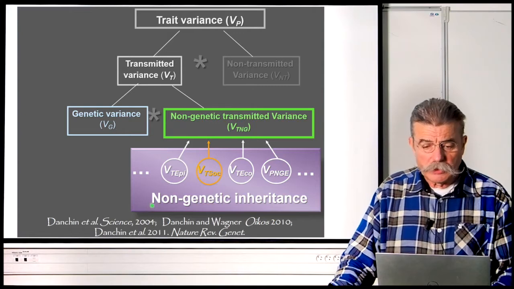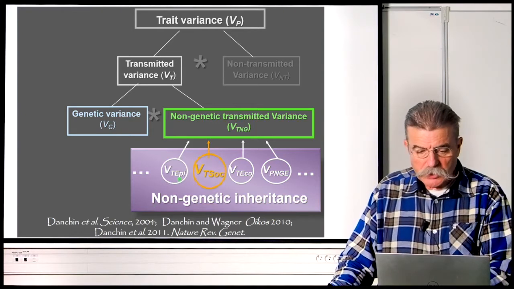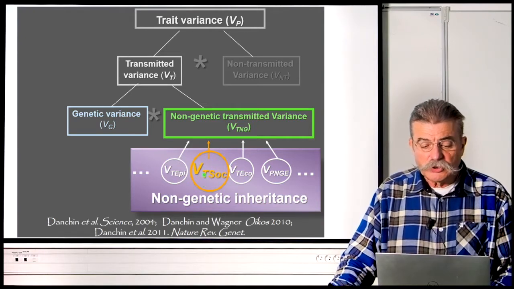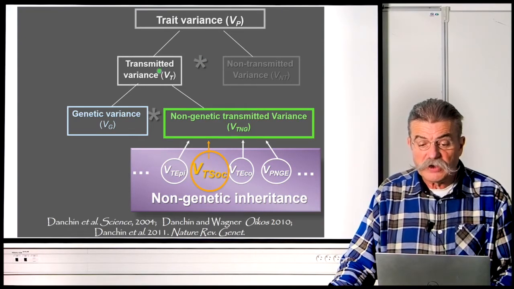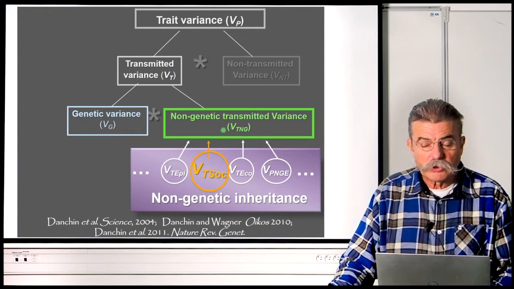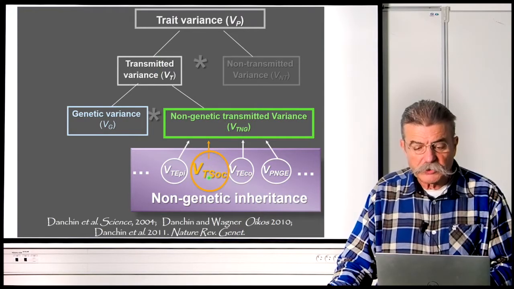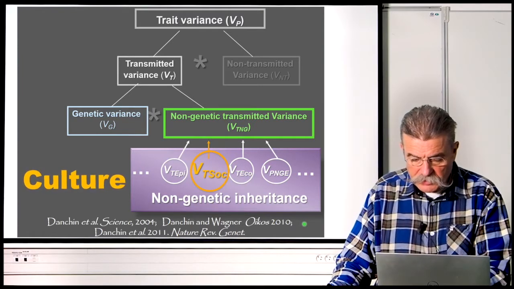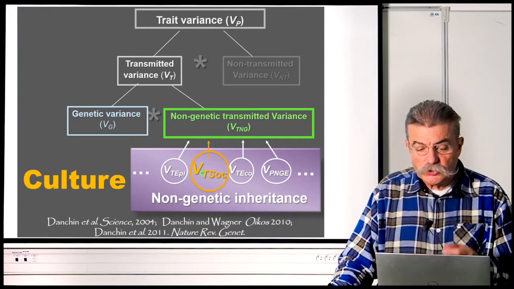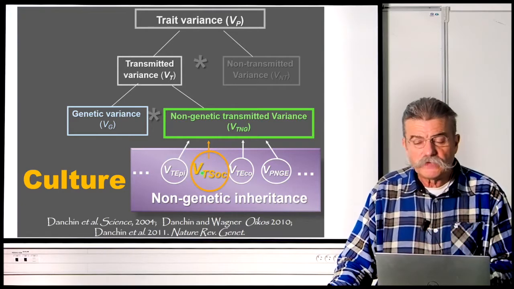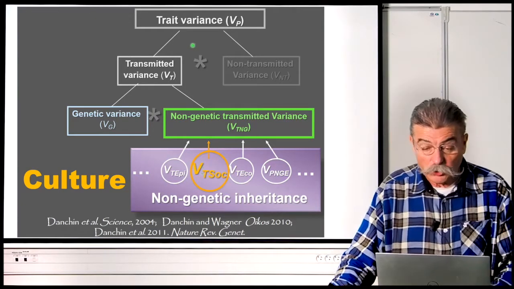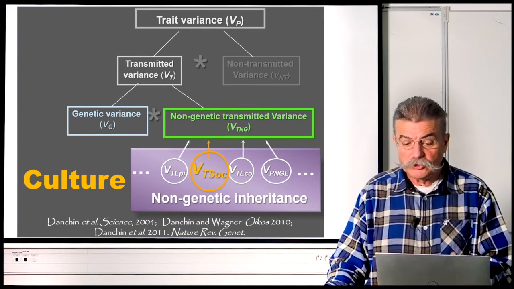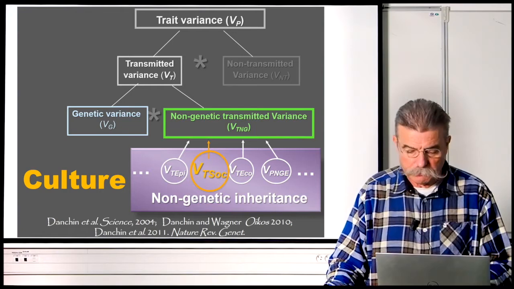And there is one term which is really interesting for us in this slide, which is this term here. It's the part of phenotypic variation that is transmitted across generations through the non-genetic process of social learning. And with my colleague Richard Wagner in 2010, we proposed to use this term to provide a new definition of culture, animal culture, which is the part of phenotypic variation that is transmitted non-genetically through social learning across generations.